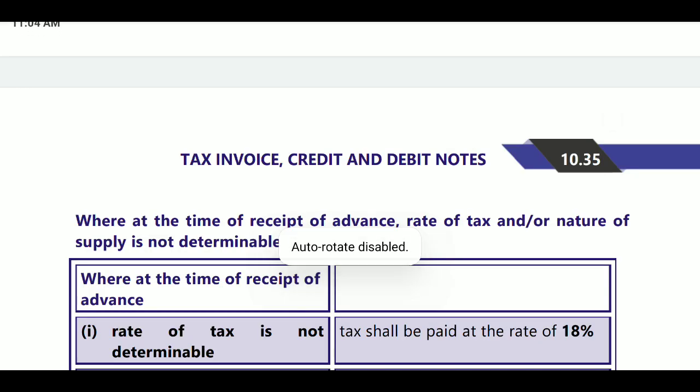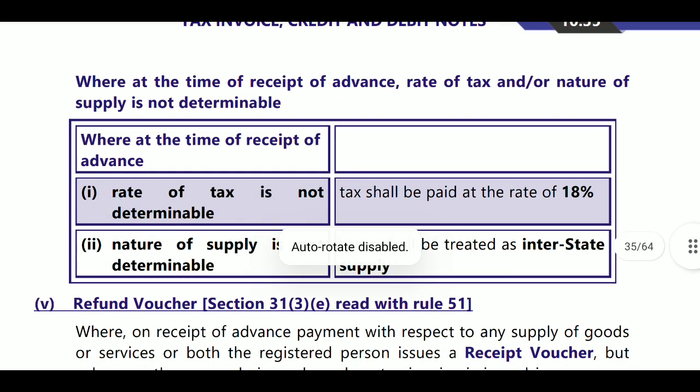Okay, continue. Where at the time of receipt of advance, the rate of tax and nature of supply are not determinable. Where at the time of receipt of advance the rate of tax is not determinable, then the tax rate will be taken as 18%.